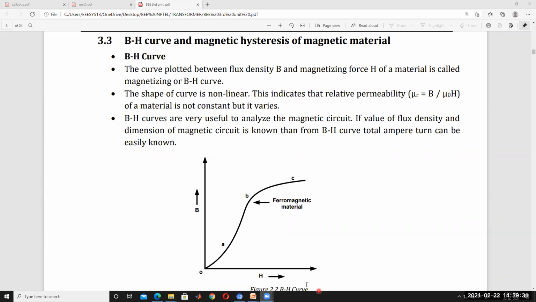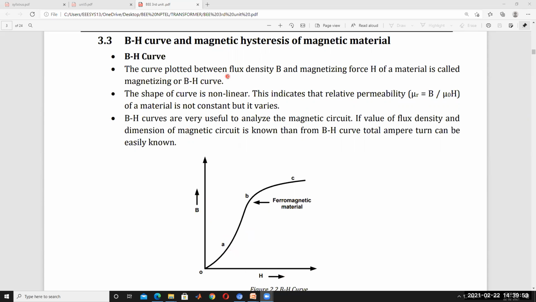This is called a BH curve. B is called magnetic flux density, and H is called magnetic field intensity. The curve drawn between magnetic flux density versus magnetic field intensity is called the BH curve.